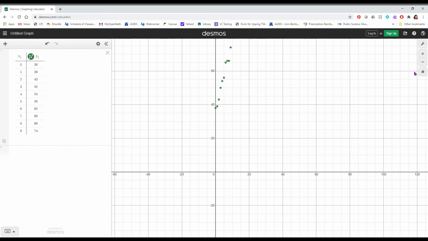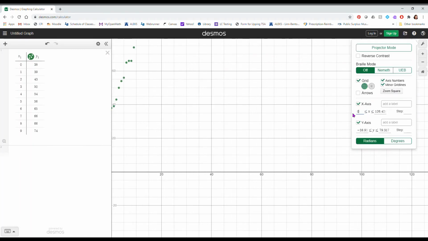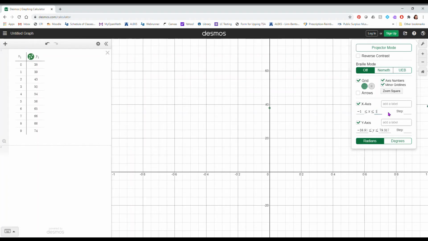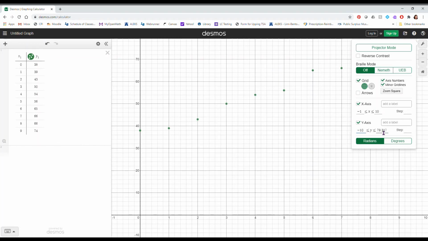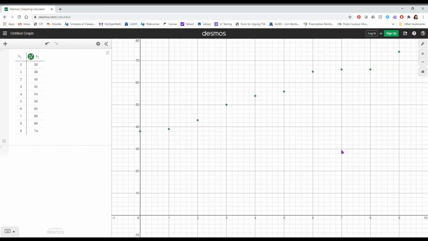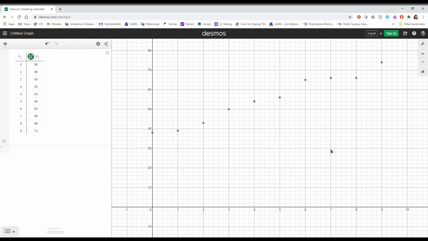So the way I'm going to change it, I'm going to go over here to this little wrench, and I'm going to set the window myself. I want my x-axis to go from maybe -1, just to give myself a little space, to 10. There, that looks much better. And my y-axis, I'm going to go from -10 to 80. You don't have to change it if you're happy with it, but I like that. Click back, and now you can just adjust it a little bit if you need to. All right, so that's using Desmos to plot the points, and there is my scatter plot.